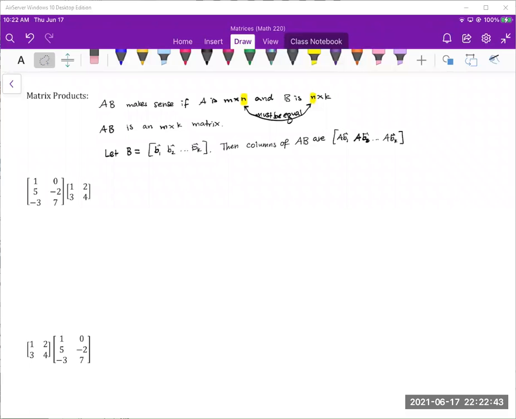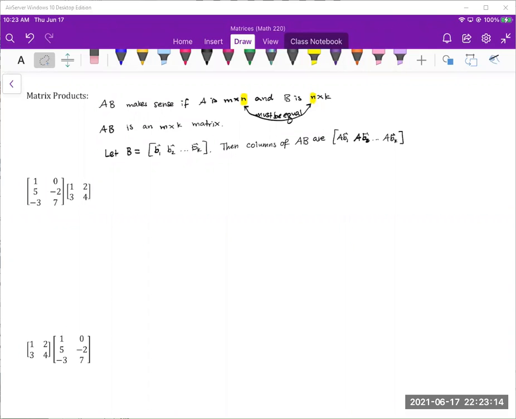A matrix product is built from doing multiple matrix vector products. So if we have two matrices, we can define their product if the number of columns of the matrix on the left, which we're going to call A, is equal to the number of rows of the matrix on the right, which we're going to call B.